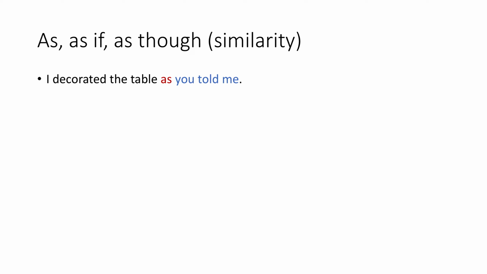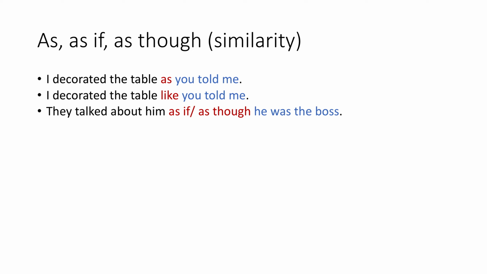We've seen already that as can be used to indicate the time of the action or the state of the main verb, or the verb in the main clause. But here, as has a different meaning. And from the context, you can understand that here you say that you decorated the table similar to what your friend or whoever told you to do so. You can use like in this sense, which is similar to as, and they have the same meaning.